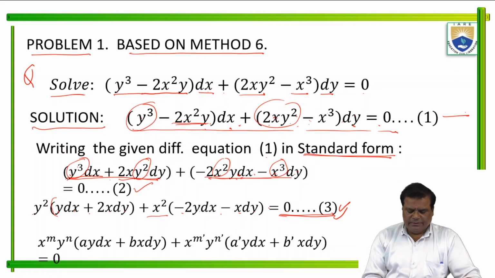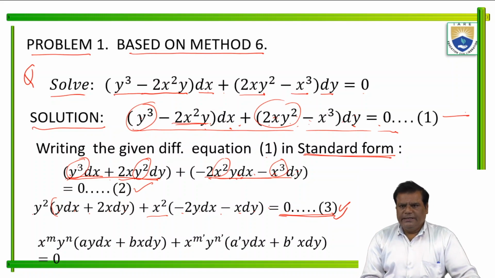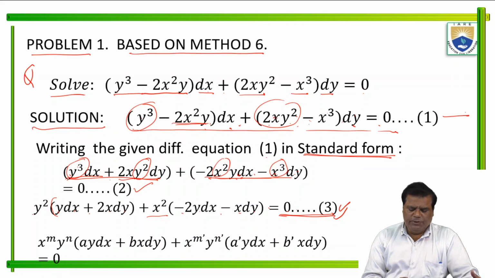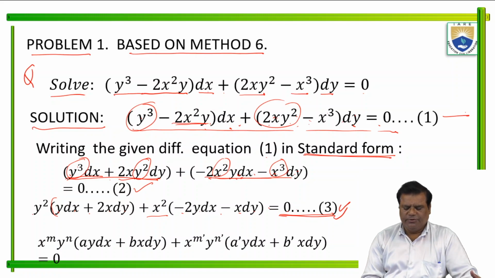I am writing below the standard form of a differential equation which is applied in method 6. So what is the standard form? x to the power m into y to the power n, in bracket a y dx plus b x dy, plus x to the power m dash into y to the power n dash, in bracket a dash y dx plus b dash x dy, equal to 0. This is the standard form.